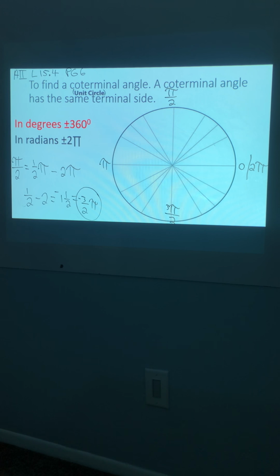Good luck with this. Again, this is called coterminal angles. Hopefully you're keeping your sanity.